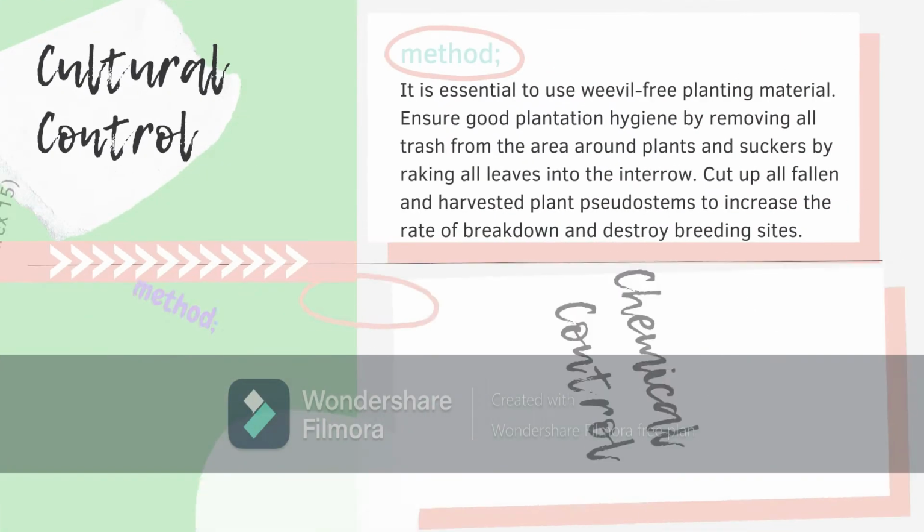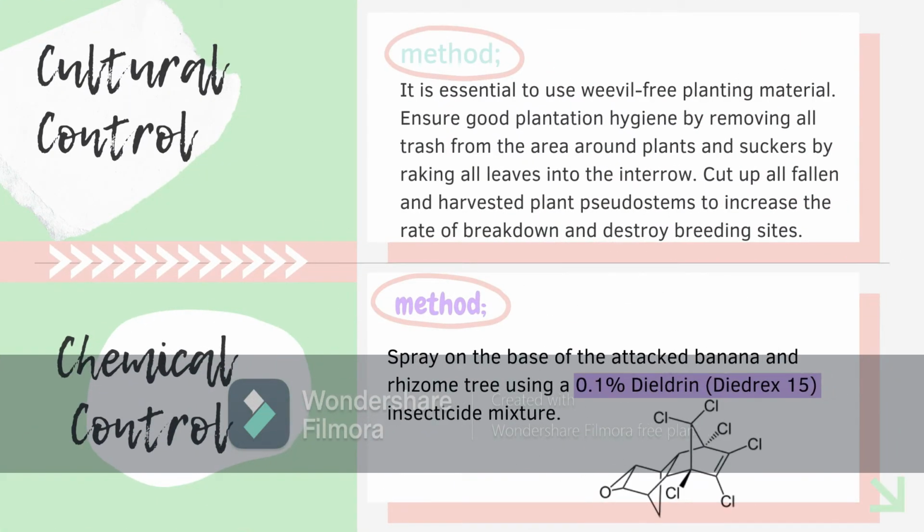Cultural control. It is essential to use weevil-free planting material. Ensure good plantation hygiene by removing all trash from the area around plants and suckers by raking all leaves into the interrow. Cut up all fallen and harvested plant pseudostems to increase the rate of breakdown and destroy breeding insects.